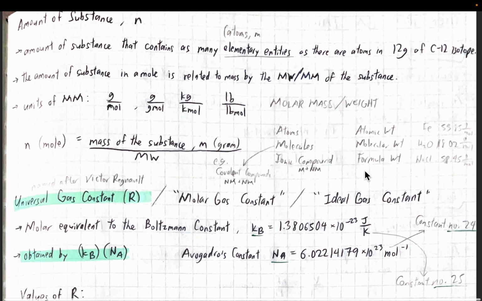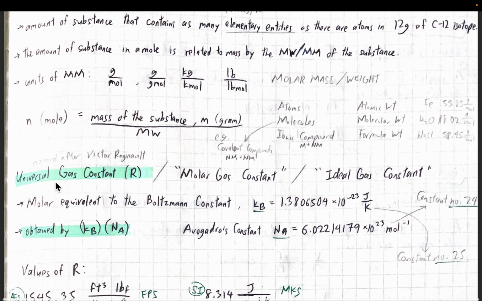So yeah, we have the universal gas constant. This is named after Victor Regnault. This is represented as R, capital R, in other words called the molar gas constant or the ideal gas constant. So this is the molar equivalent, no, to the Boltzmann constant, represented as k sub B.